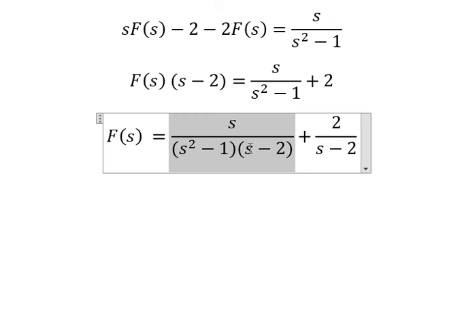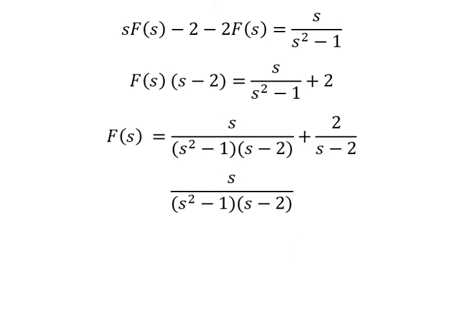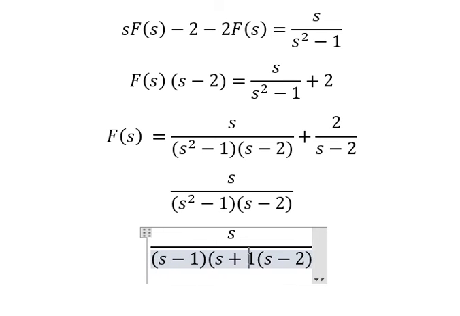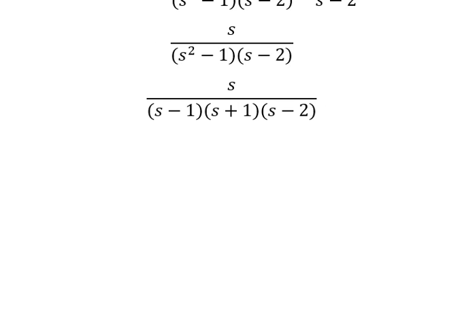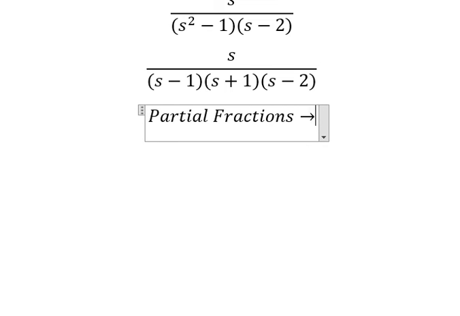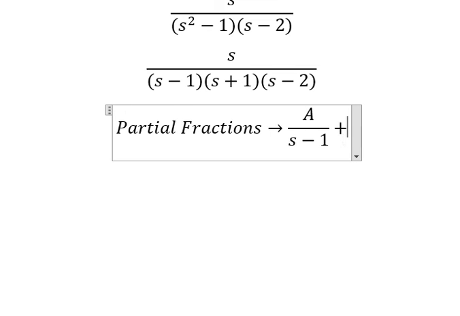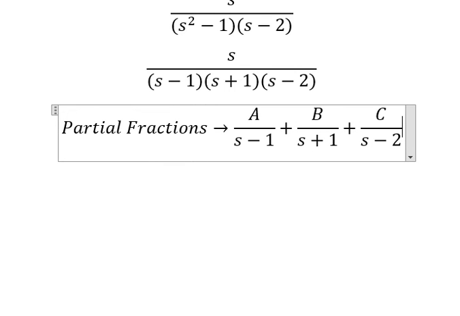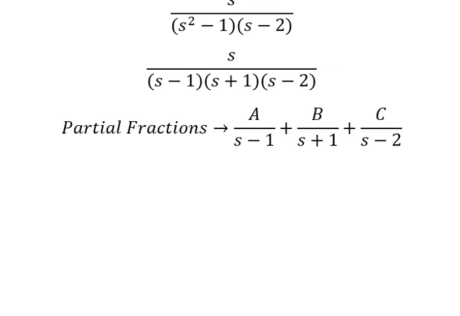Now, I will concentrate on this one only. We see that h squared minus 1, this is an identity, so I will put h minus 1, h plus 1. Next, we can use partial fractions. So I will put capital A over h minus 1, capital B over h plus 1, capital C over h minus 2. Next, we do common denominator.